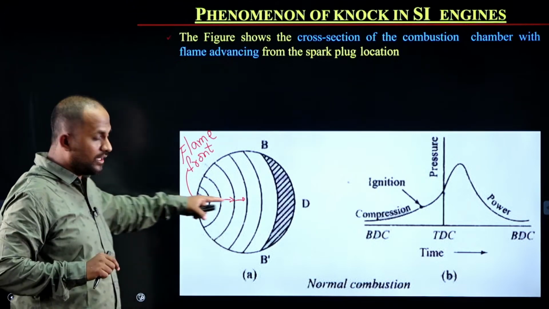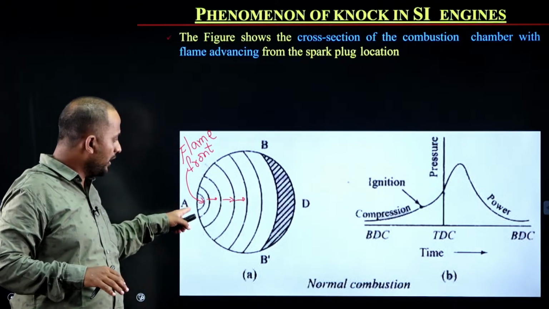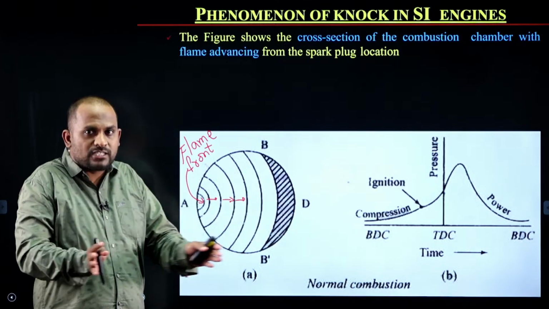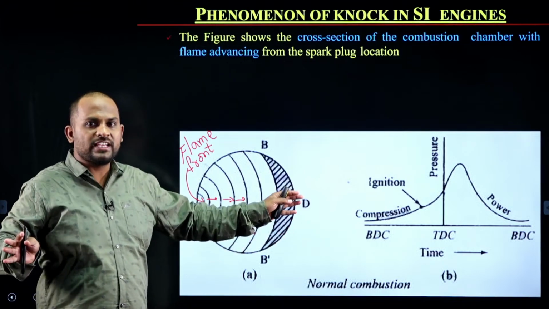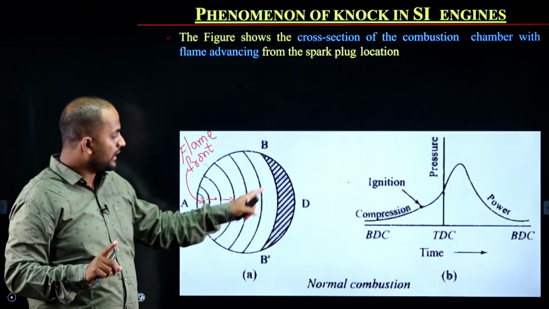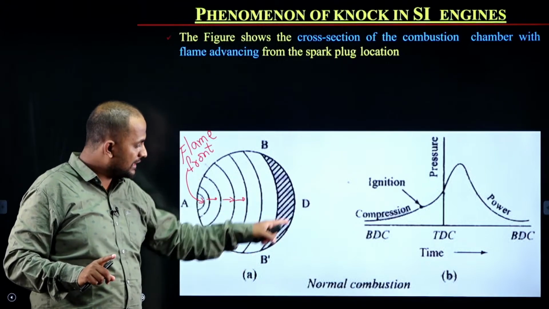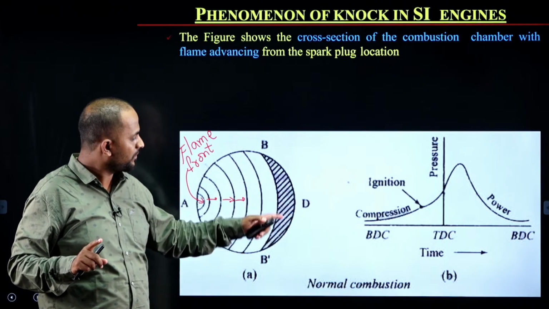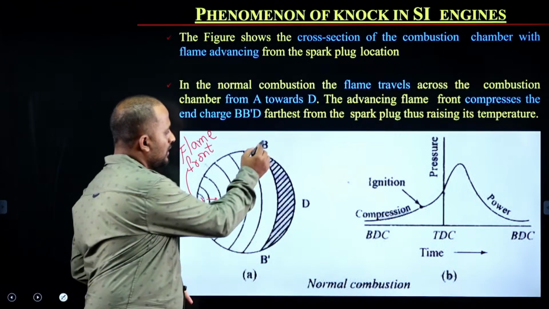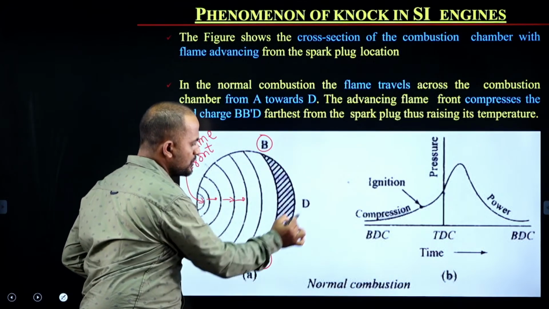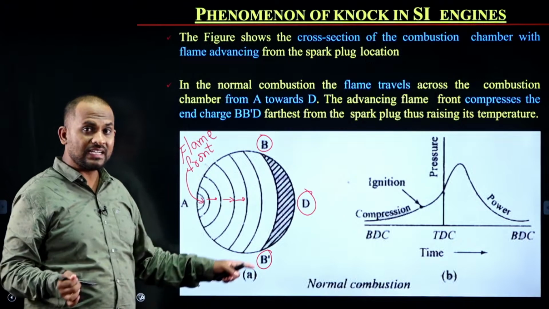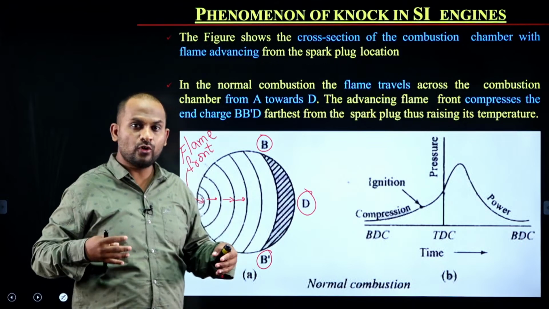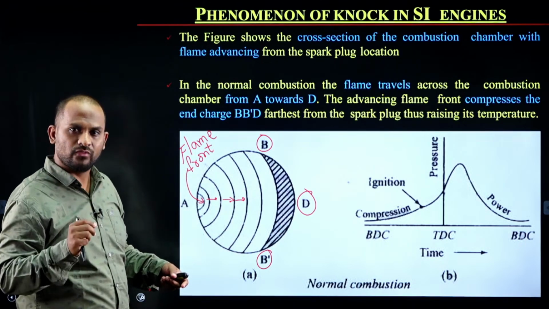So when the flame is propagating, that is, traveling from one end to the other, from A towards D, it will be expanding. Because of the expanding, the particles present at the corner of the combustion chamber, at B, B dash and D, will feel a compression, and because of that compression their temperature will be increasing.